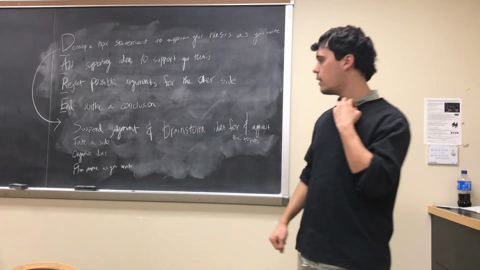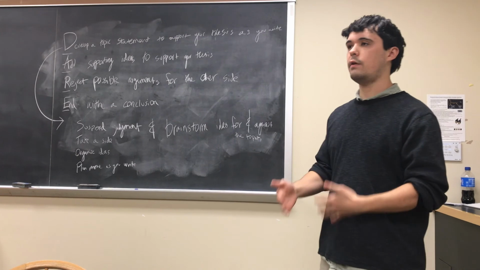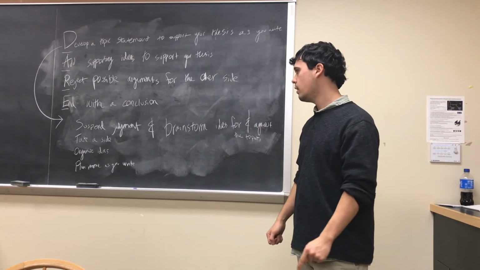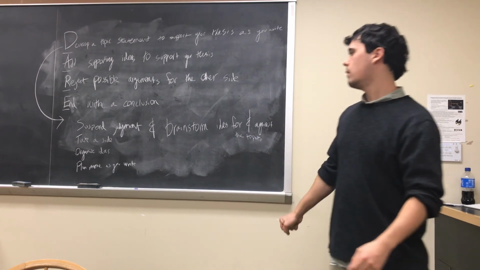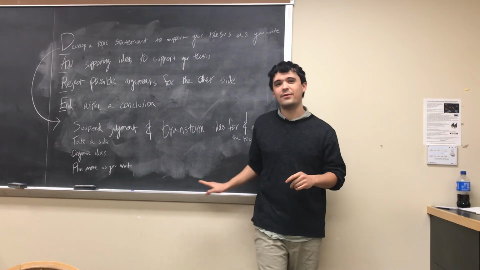T for take a side. O for organize ideas, and you can be creative in organizing your ideas. I've heard some people use stars and line them up one by one. And then finally P, plan more as you write. All right, and so that's our lesson for today.